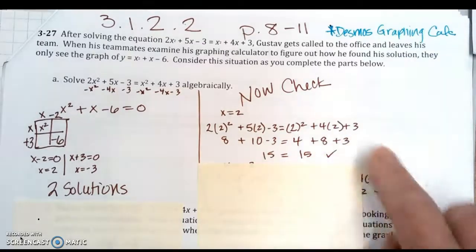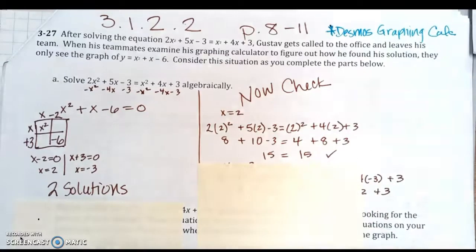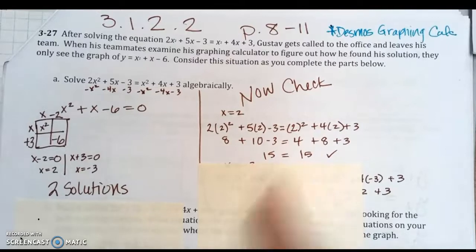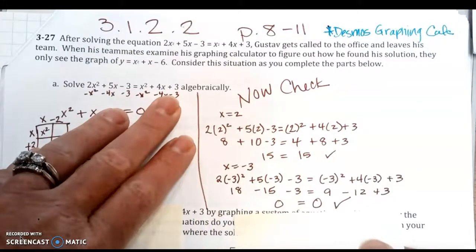Okay? Then on the right side of the equal sign, 2 squared is 4. 4 times 2 is 8. Then we add and subtract from left to right. 4 plus 8 is 12. 12 plus 3 is 15. Does 15 equal 15? Yes, it does. Okay? So that's a good answer, right? Pretty much what we expect. Let's check our negative 3.